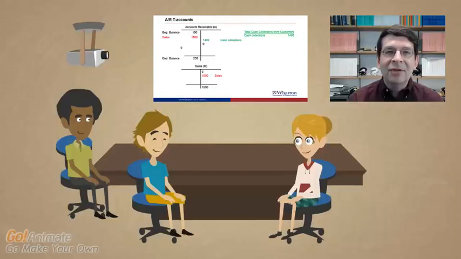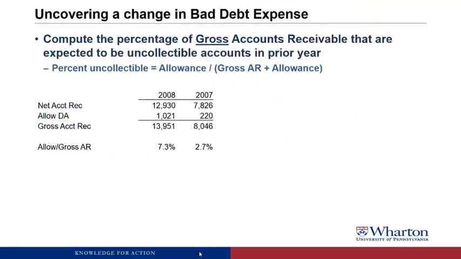Okay, now let's get back to the disclosure example. The last thing we're going to do with the disclosure is to uncover the effect of the change in bad debt expense due to a change in the estimated percent uncollectible. So to do this, first we're going to compute the percent of gross accounts receivable that are expected to be uncollectible in the prior year.